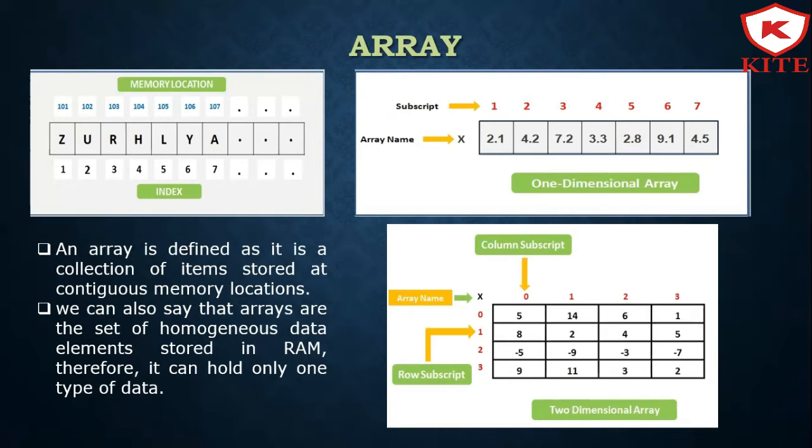Here, this is one dimensional, and here the one dimensional and two dimensional examples of the array are given, where the memory location of the array is shown. Suppose for Z, the memory location is 101. For U, the memory location is 102, and the index of the array is 1, 2, 3, 4 and so on.